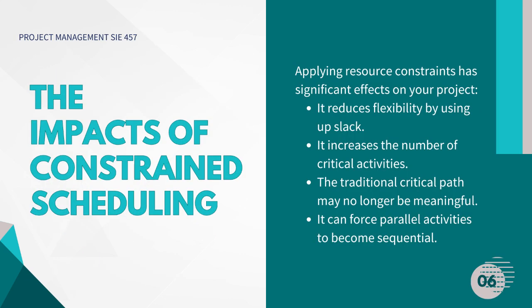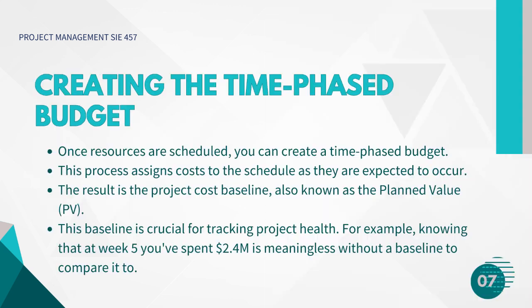It's important to understand that applying these constraints isn't a free lunch. It has real impacts on your project. First, it reduces your flexibility by using up the slack you once had. This, in turn, increases the number of critical activities. In fact, the traditional critical path you calculated at the beginning may no longer be meaningful. You might even find that activities you plan to run in parallel now have to be done sequentially, one after the other. Now, once your resource schedule is locked in, you can finally build a realistic budget.